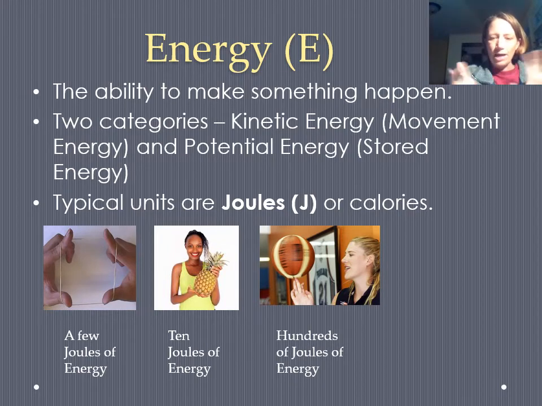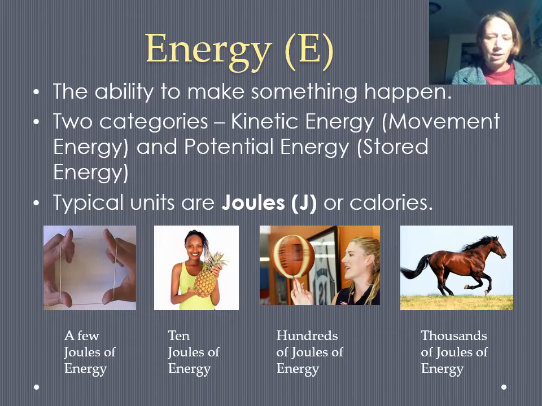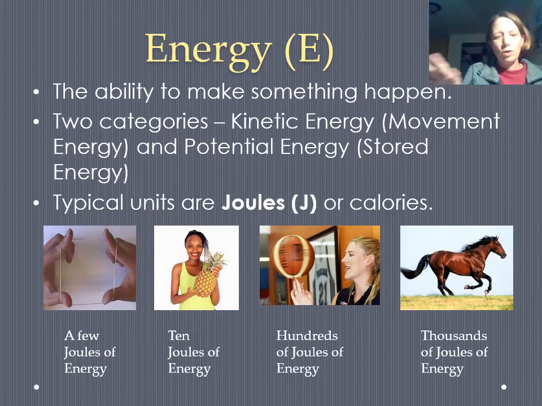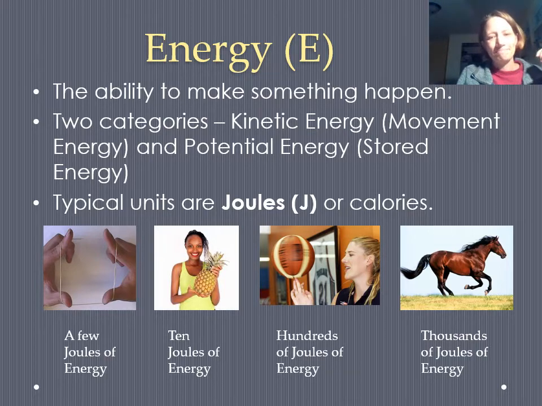That spinning basketball or moving basketball probably has hundreds of joules of energy, and then a horse, of course, would have thousands or tens of thousands of joules of energy. So those are all different kinds of energy, but you can have a sense of like that horse can make a lot more happen than the rubber band does, therefore it's going to have more energy.